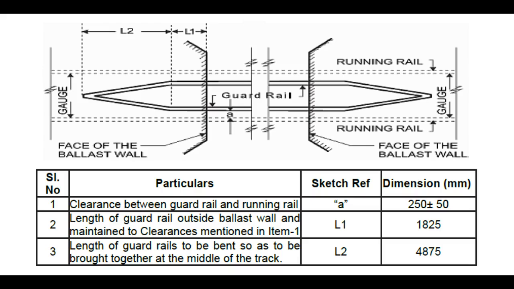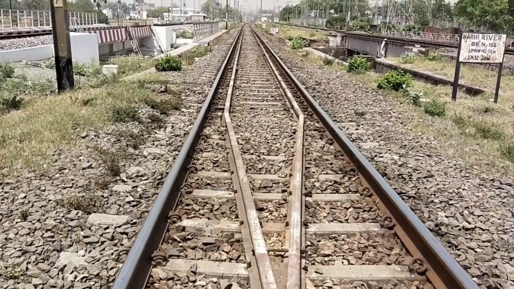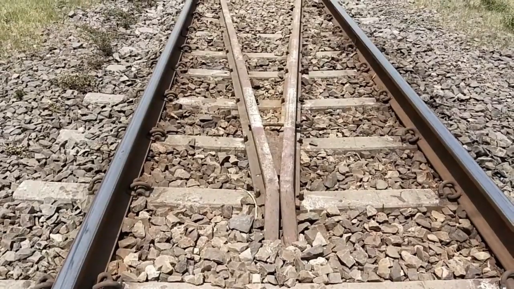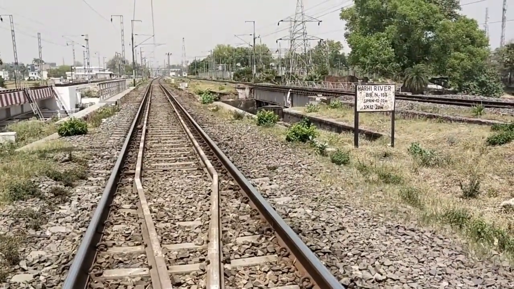Next, number 3. Length of guardrails to be bent so as to be brought together at the middle of the track. Its length is 4875 mm, that is 4.875 meter. Next, number 4. The top table of guardrail should not be lower than that of the running rail by more than 25 mm.